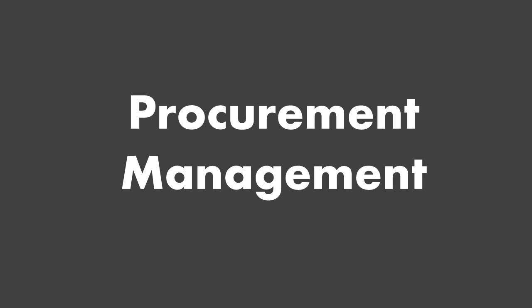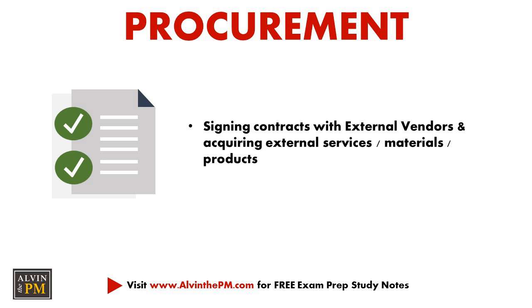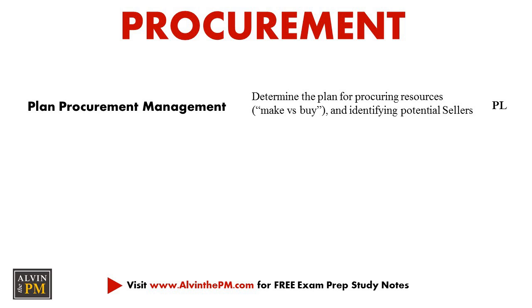This knowledge area is focused on working with outside vendors to procure materials or resources which are external to your organization. The first process is plan procurement management, where we're determining how we'll procure our resources, performing a make versus buy analysis, and identifying which potential vendors we'll be working with.